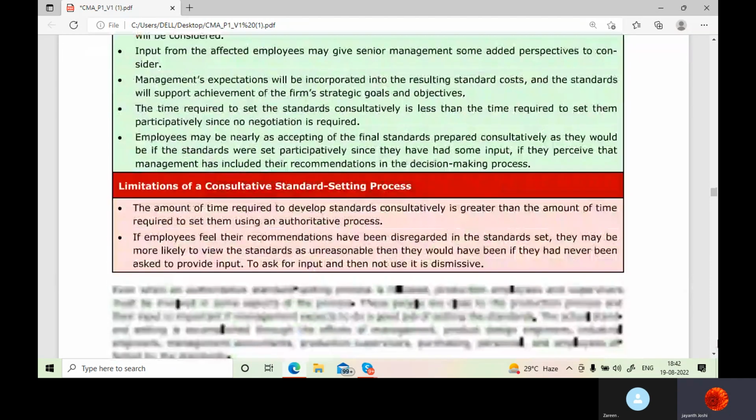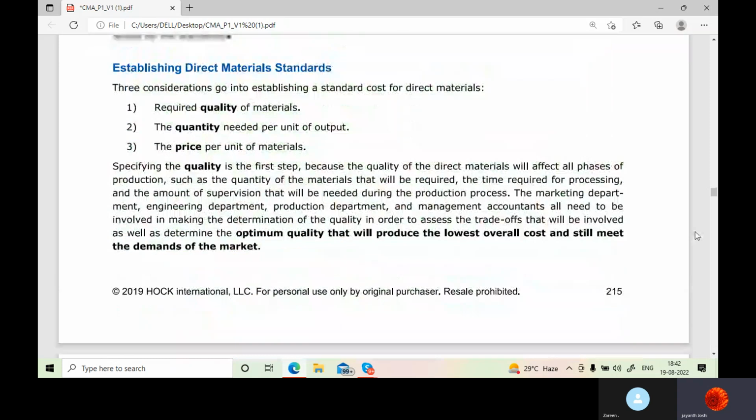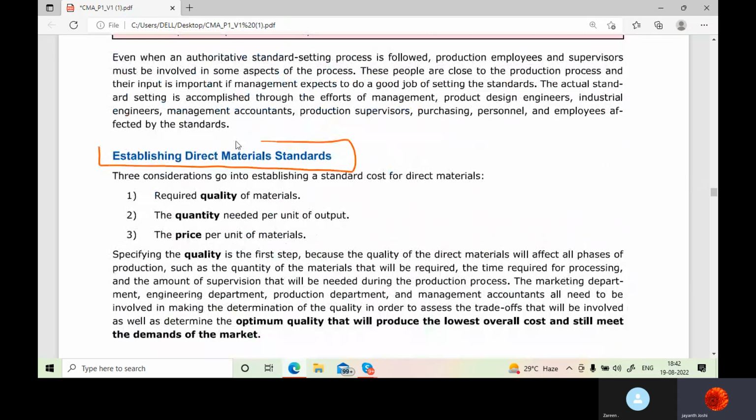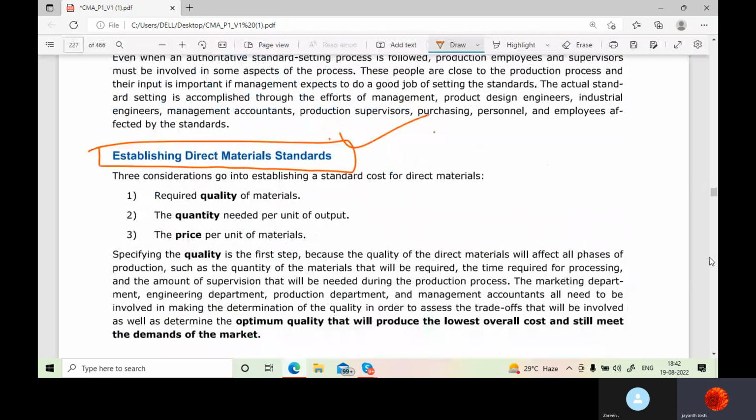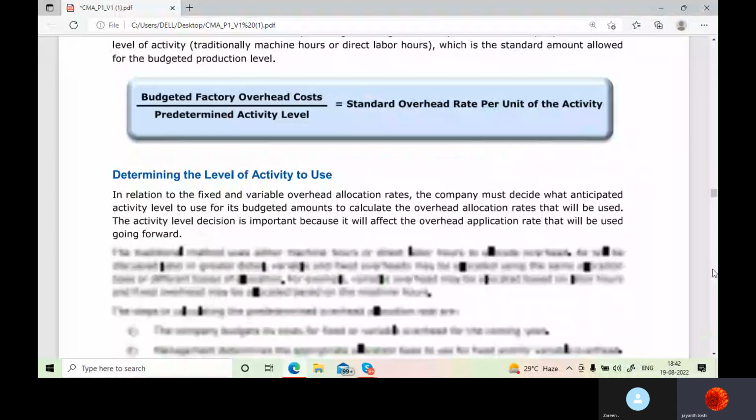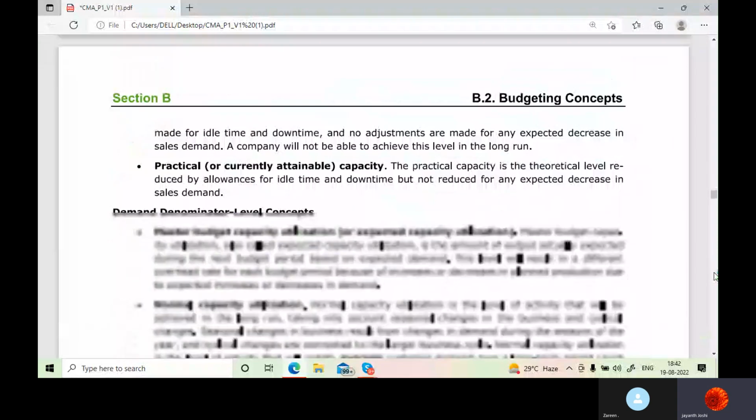Then in the next session, tomorrow, whatever class we take, we'll be going for establishing direct material standards. We'll go from here. We can wind up this one and then go for forecasting techniques.